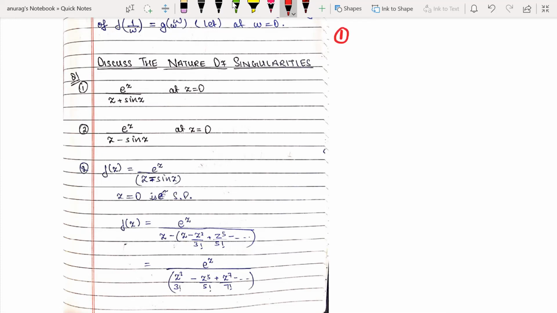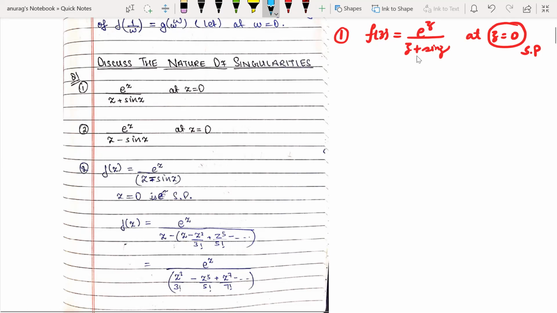So first, f(z) equal to e to the power z over z plus sin z at z equal to 0. Here the singular point is given to you. If it is not given, you can also find it by putting the denominator equal to 0, because the function is not defined where the denominator is 0. For z plus sin z equal to 0, you can see that there is only one solution, z equal to 0. So z equal to 0 is the singular point.